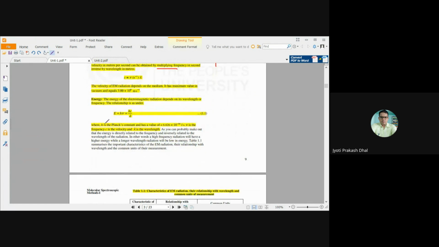Now coming to energy. The energy of electromagnetic radiation depends upon the wavelength and also upon the frequency, because wavelength is inversely proportional to frequency. According to Planck's theory, E equals h nu, and again we can put the value of nu, that is c by lambda, and hence E equals hc by lambda. Here h is Planck's constant, having a value of 6.626 into 10 to the power minus 37 joule second, nu is the frequency, c is the velocity of light, and lambda is the wavelength.